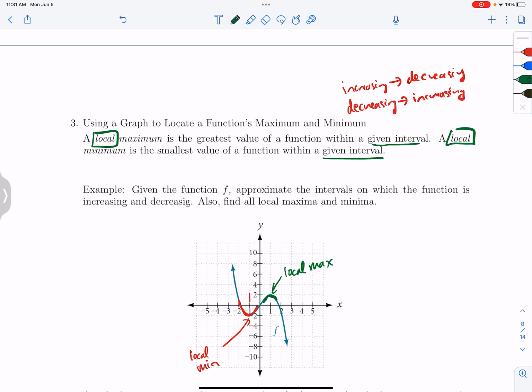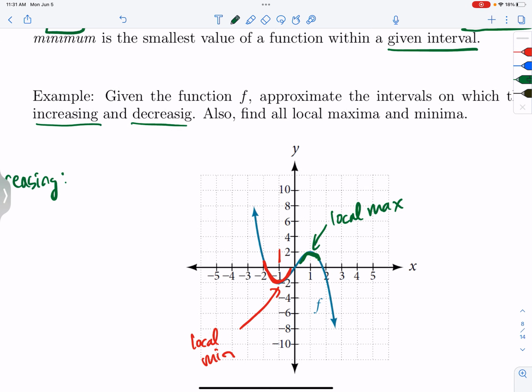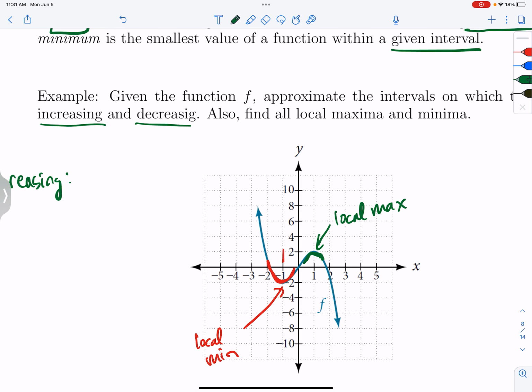Okay, and what it's asking is, we need to talk about where this is increasing and decreasing also. So this function is increasing. Increasing. Okay, so looking at where this function is increasing, let me do a little erasing here.